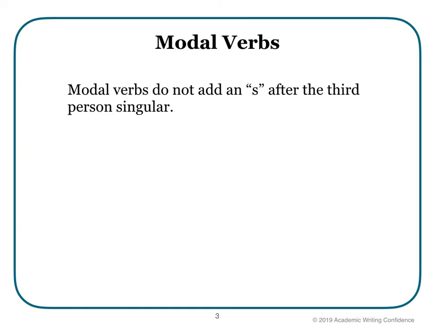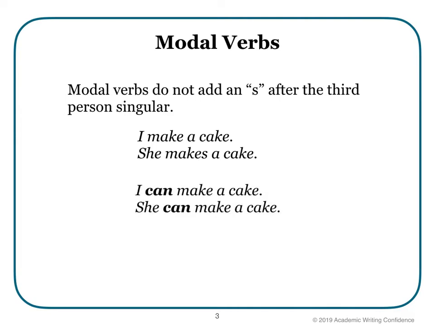Modal verbs do not add an S after the third person singular. Now, with most English verbs, we add an S to the verb when we use he, she, or it. So, for example, I make a cake becomes she makes a cake. We need to add an S to the word make when we use he, she, it, or the third person singular. But when we use modal verbs, such as in this example, I can make a cake, the third person singular does not change. She can make a cake. We do not need an S after the word make when we use modal verbs such as can.